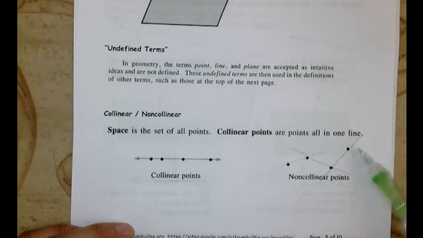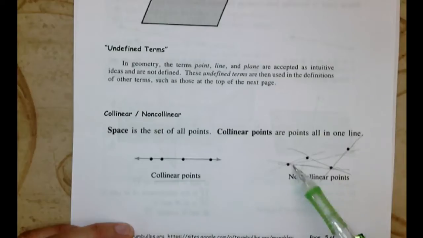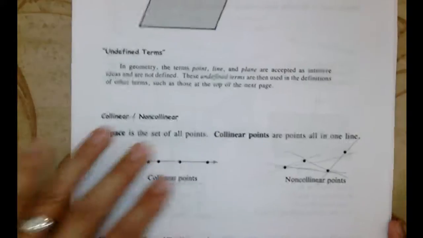These two are collinear. And these two are collinear, and so forth, right? These two are collinear. You can have two points. Two points can always be collinear because you can always draw a line between two points. But these four cannot be collinear at the same time. Okay?